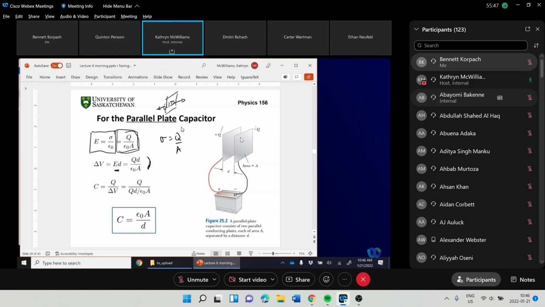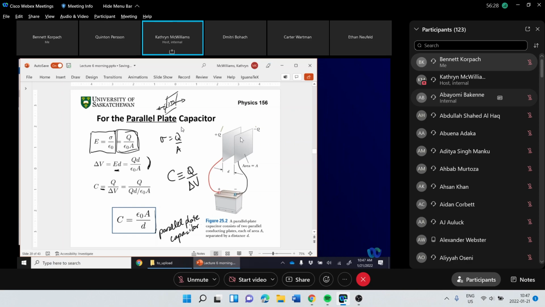Okay, the definition of capacitance is Q divided by delta V. That's the definition of the amount of charge you can hold on these plates given the potential difference you've got across them. Okay, so it's about the ability to hold these charges here. When you substitute in the delta V, we find an equation for capacitance that's equal to epsilon naught A over D. So this is for a parallel plate capacitor.